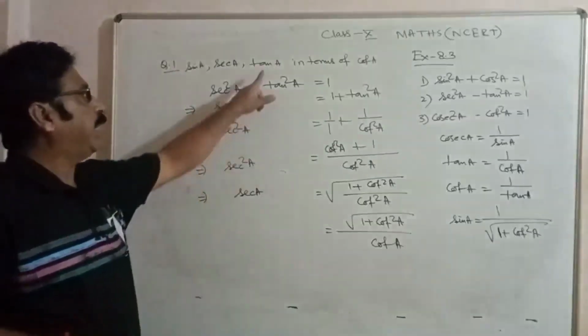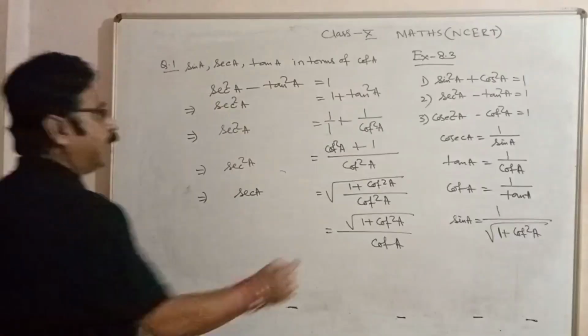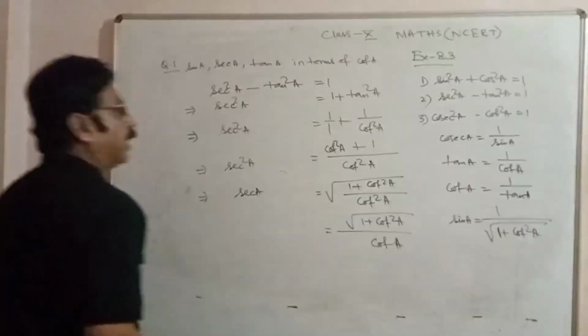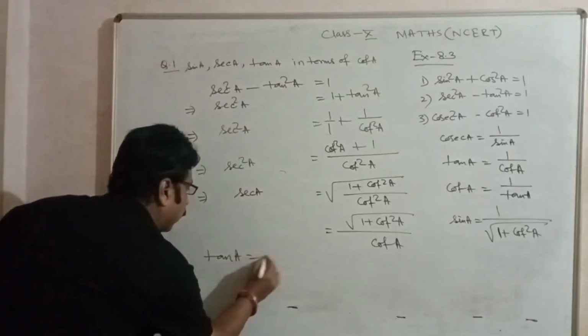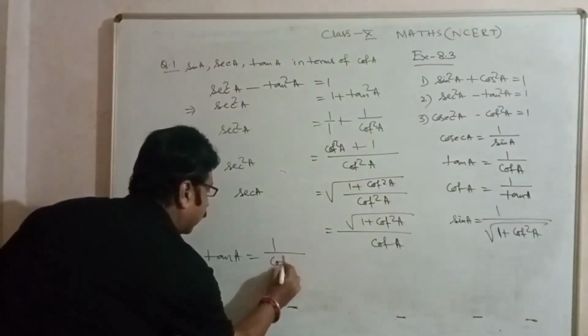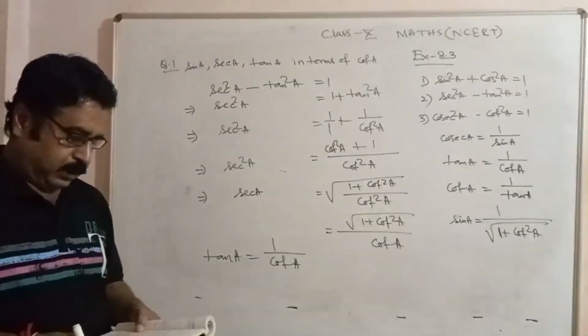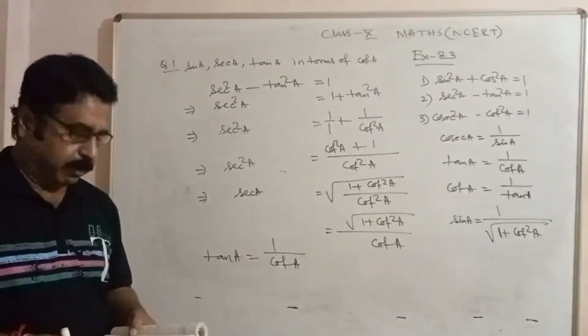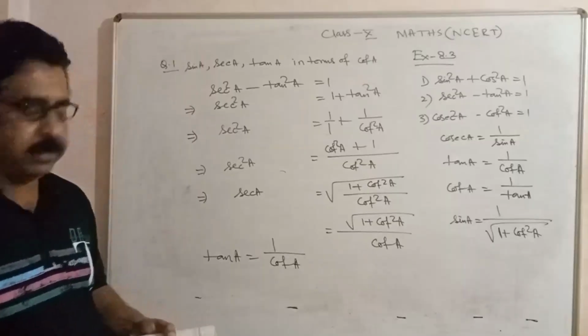Next, tan A in terms of cot A. Directly we can write tan A equals to 1 upon cot A. Question 1 is completed. We can start question number 2.